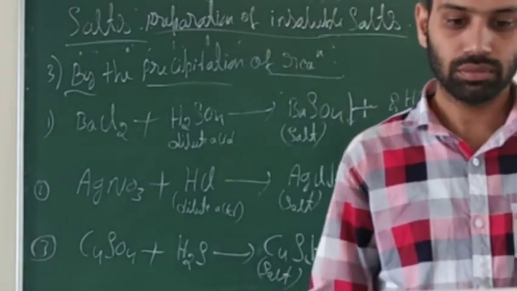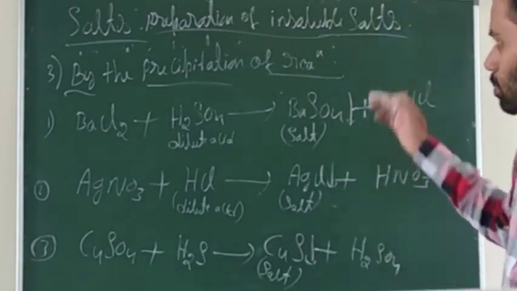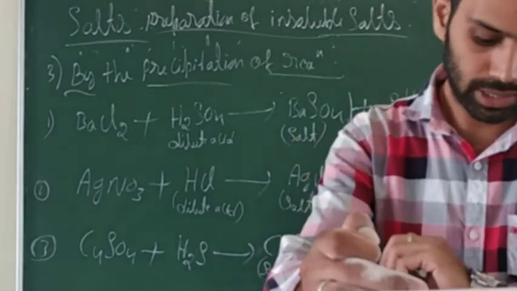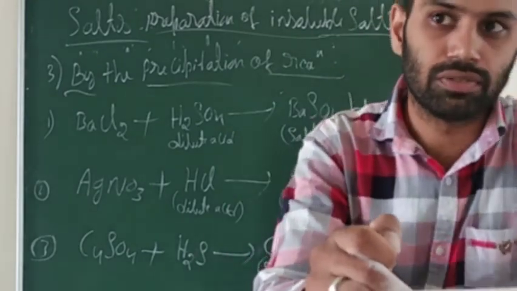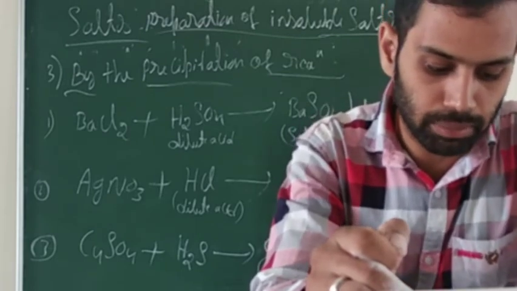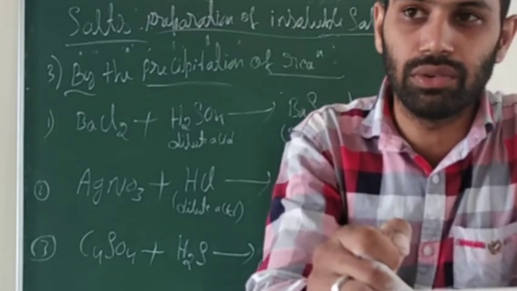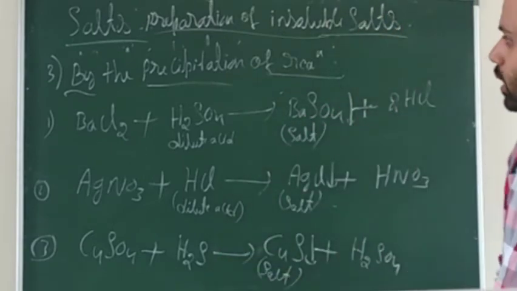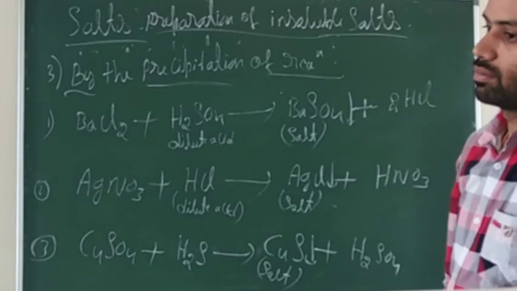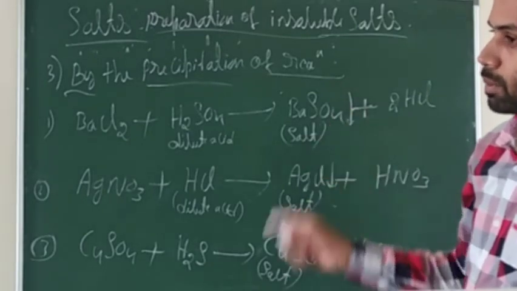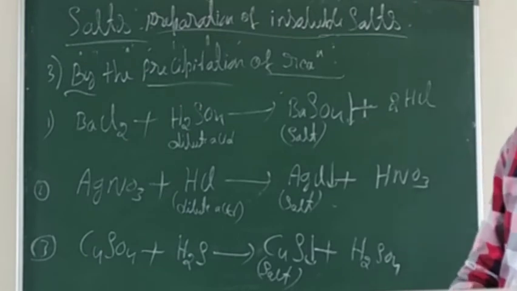So these are the methods. Three methods I told for the preparation of salts. The first one is by combination reaction. The second one is by the combination of acidic oxide with basic oxide. And one more method, for the preparation of insoluble salts, is by the precipitation reaction.